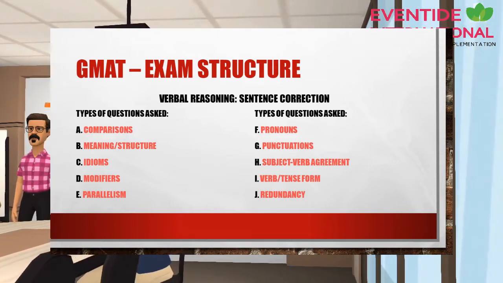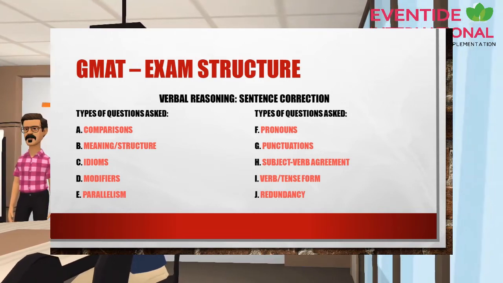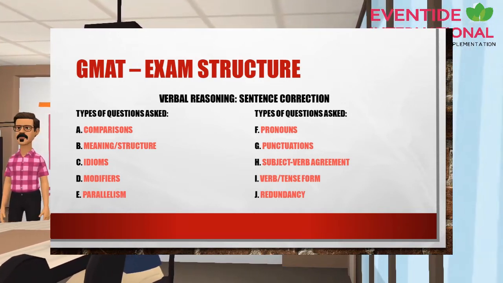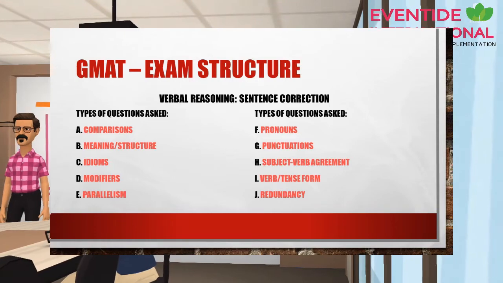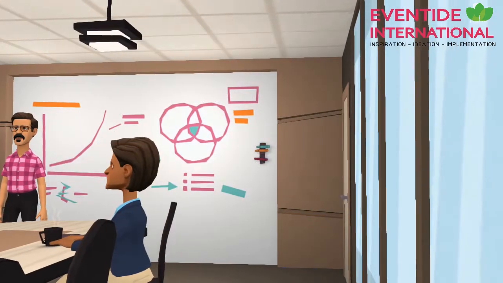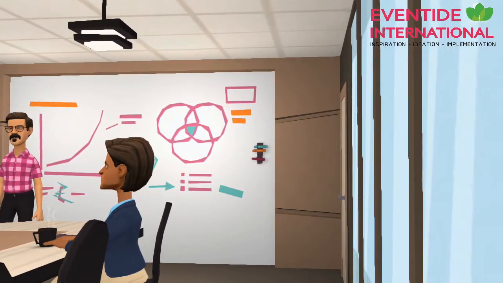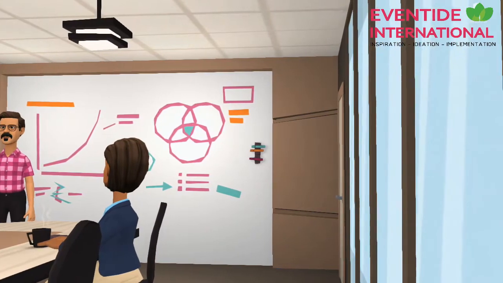The next set of chapters that the sentence correction segment deals with are punctuations, subject-verb agreement, verb tense form, and redundancy. The only way to master the sentence correction segment is dedicated practice.